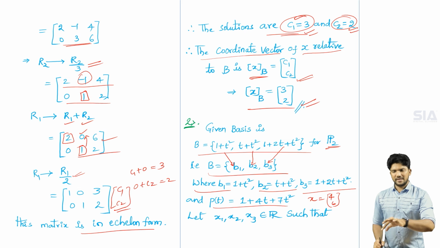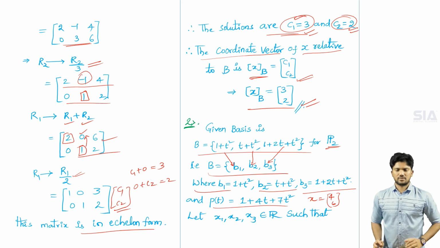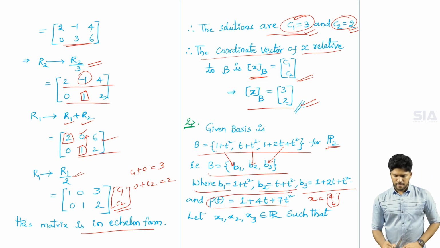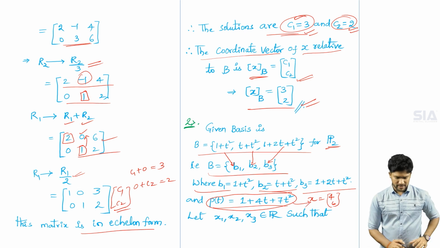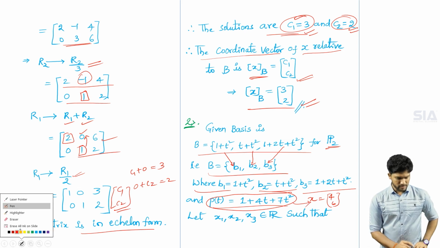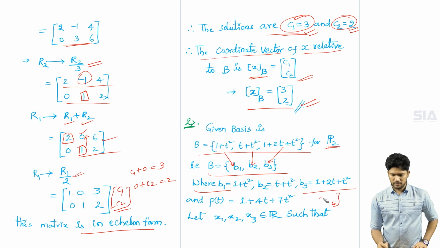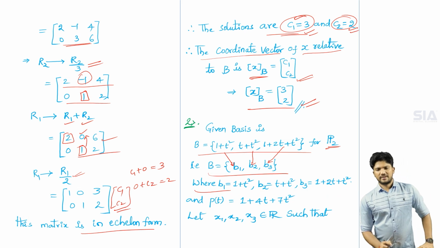Take b1, b2, b3 as column matrices. Here p of t is given; compare it with the earlier problem where x is equal to 4, 6. Here p of t is equal to 1 plus 4t plus 7t square.